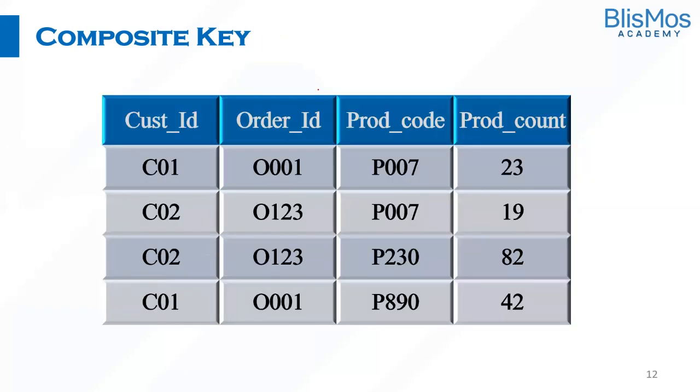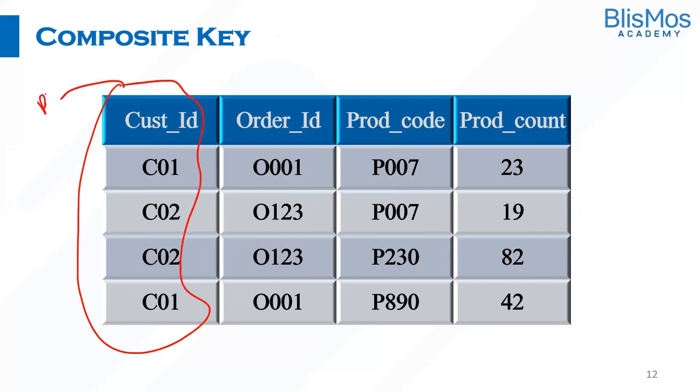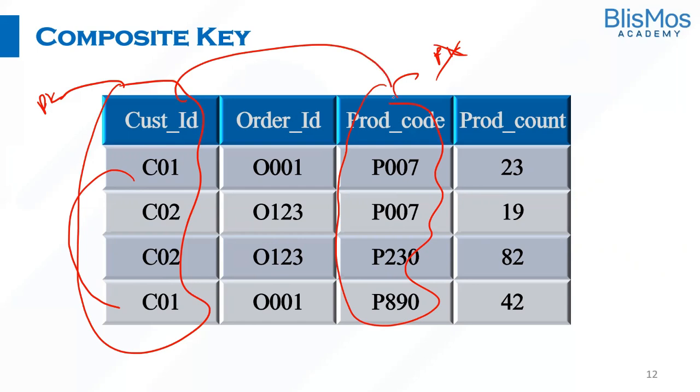In this example, we have customer ID, order ID, product code, and product count. If you see, only customer ID cannot be a primary key because you see there is a duplication here. As we understood already, primary key cannot have a duplicate. On the other hand, if you want to make product code as a primary key, that also cannot be done. But when you combine the customer ID with the product code, that can identify the records uniquely. So customer ID and product code together becomes the composite key.